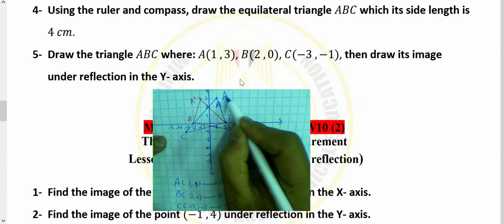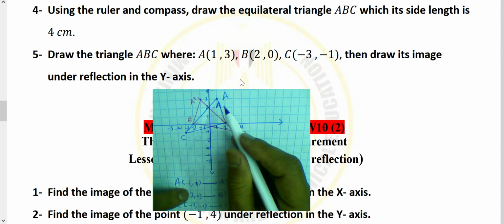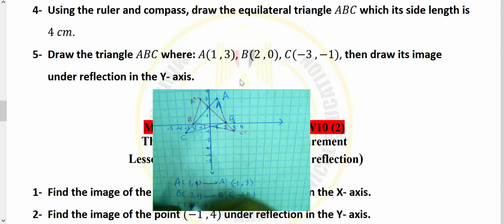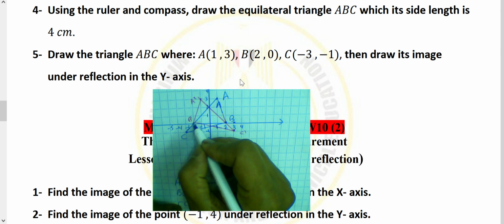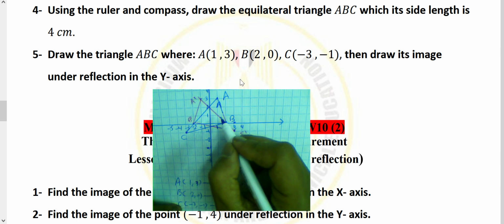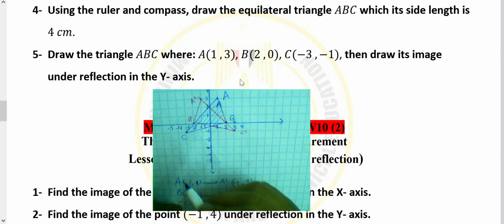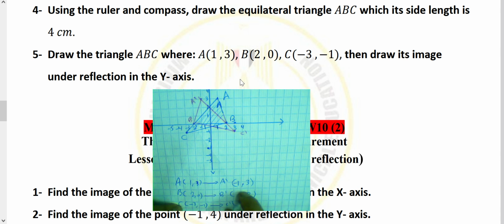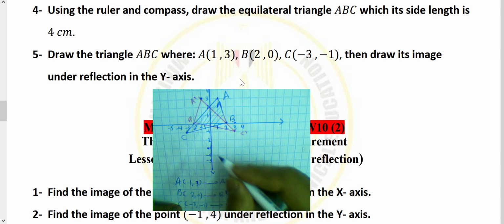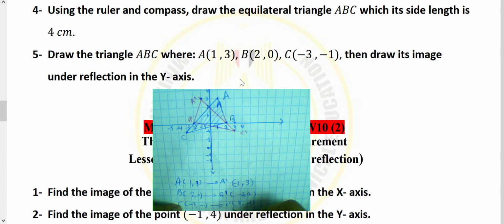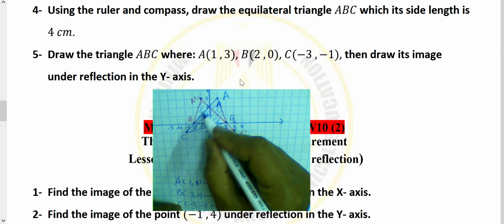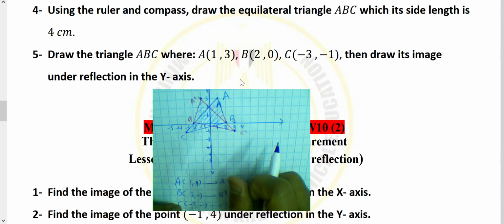The coordinates of A are (1, 3) and B (2, 0). Put the point. And C equals (-3, -1). Point C. Then it's the first triangle. And the image A dash (-1, 3) here. B dash (-2, 0). C dash (3, -1). And then draw or color this triangle. Then we have two congruent triangles.